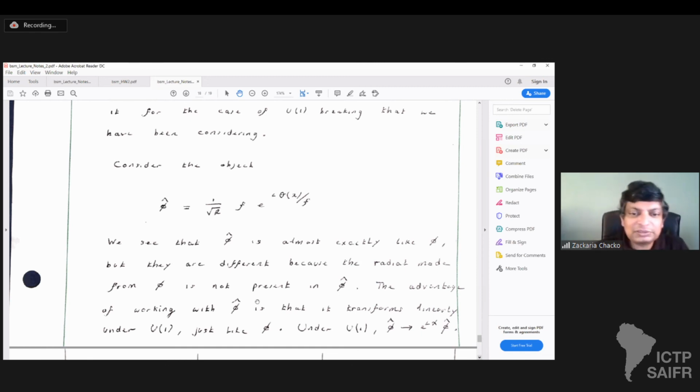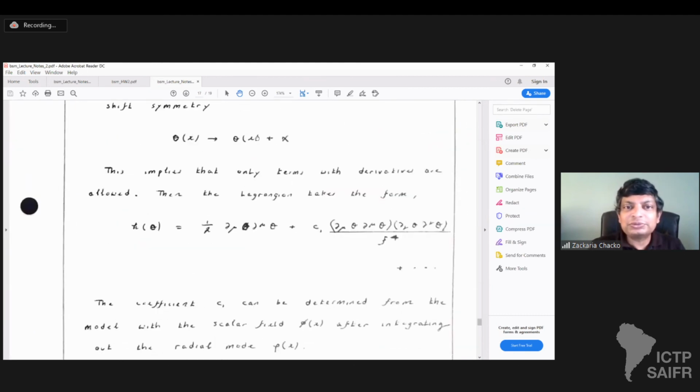The advantage of working with phi hat is that it transforms linearly under U1. So when you do a phase transformation, theta goes to theta plus alpha f, and phi hat rotates like e raised to i alpha phi hat. It transforms just like phi did. And you have a lot of experience in writing Lagrangians which are invariant under phase transformations, since your first field theory class. So you know how to write Lagrangians with this thing.